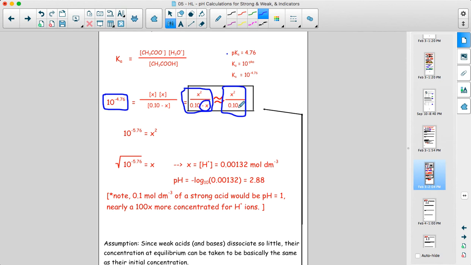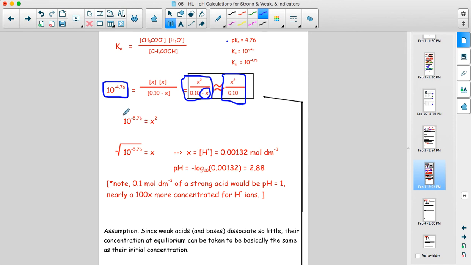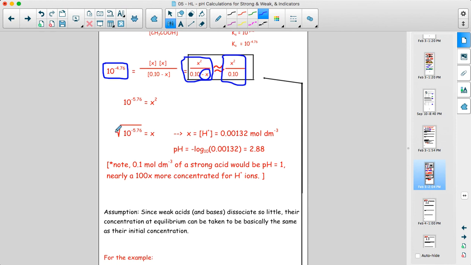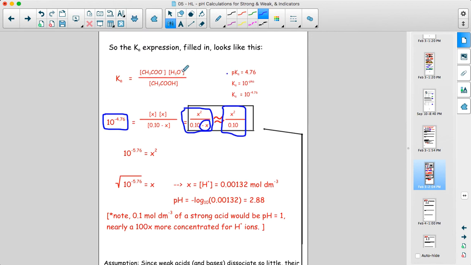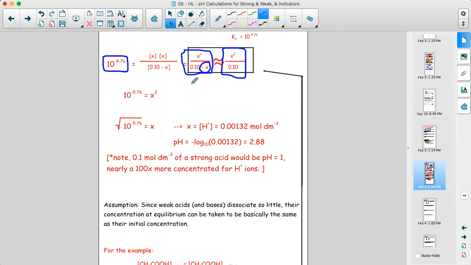Okay, so I get rid of the 0.1. I multiply both sides by 0.1, which is 10 to the minus 1. So that turns into 10 to the minus 5.76 equals X squared. So to solve for X, I take a square root of 10 to the minus 5.76, and I get my X value. Well, remember, X actually represents H plus. So by solving for X, I have solved for H plus. The H plus concentration is therefore 0.00132 moles per dm cubed. And if I want to know the pH, I take the negative log base 10 of that number, and I get a pH of 2.88.